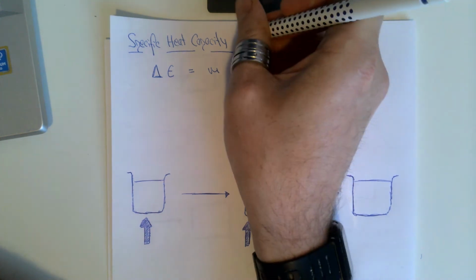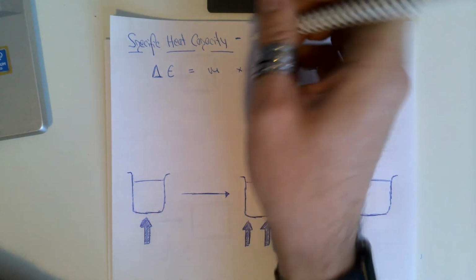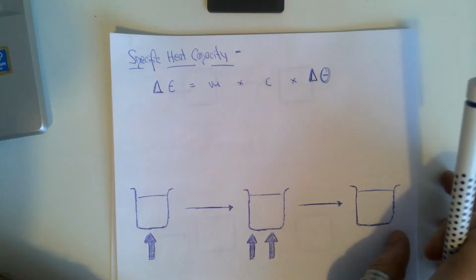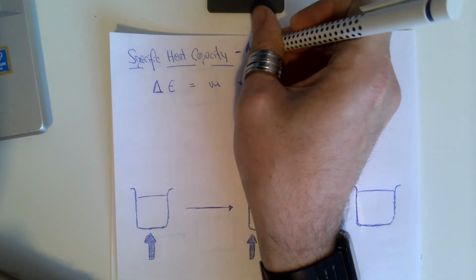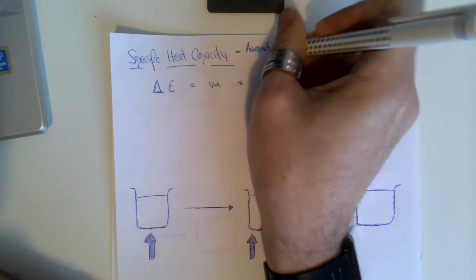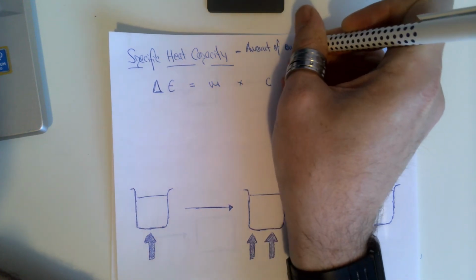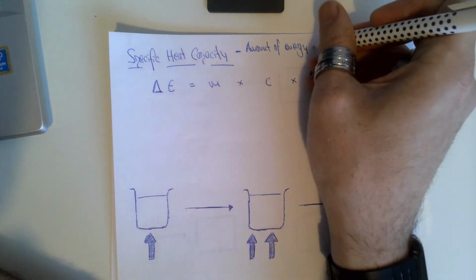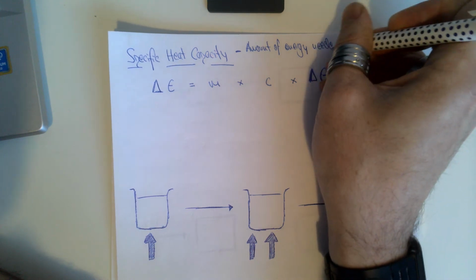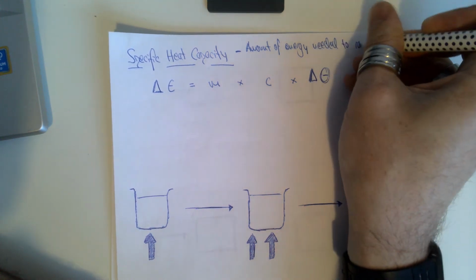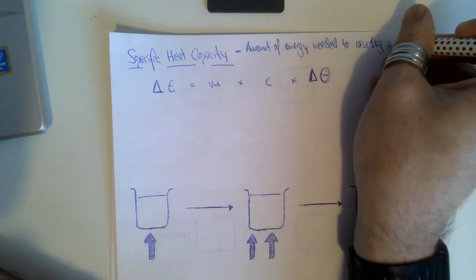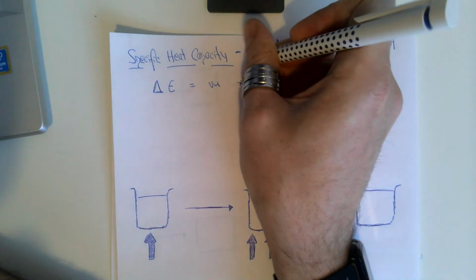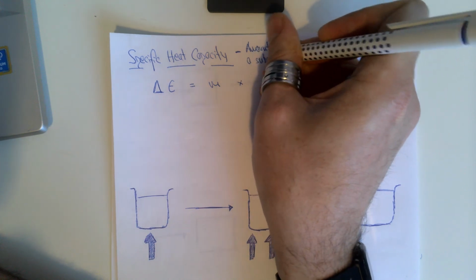Now, specific heat capacity, in terms of a definition, describes the amount of energy needed to raise 1 kilo of a substance by 1 degree Celsius.